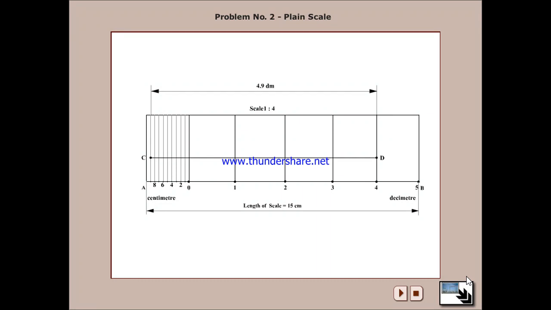Solution. Given RF is equal to 1 by 4, that is equal to drawing size by actual size. Maximum length to measure is equal to 6 decimeter, that is equal to 6 into 10, that is equal to 60 centimeters. Therefore, scale length L is equal to RF into maximum actual length. That is, L is equal to 1 by 4 into 60, that is equal to 15 centimeters.